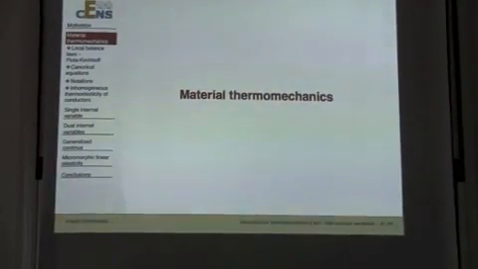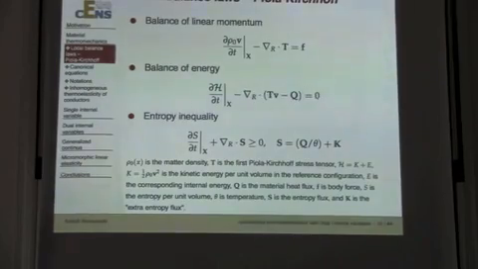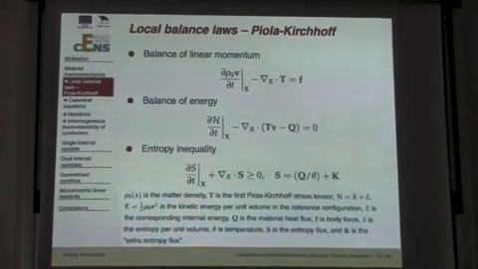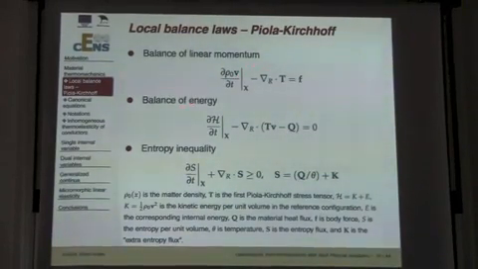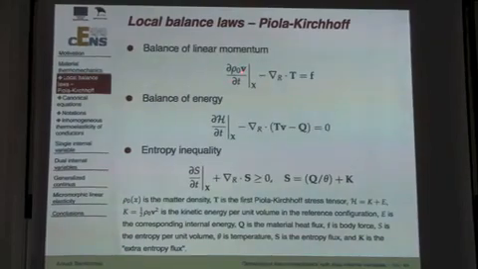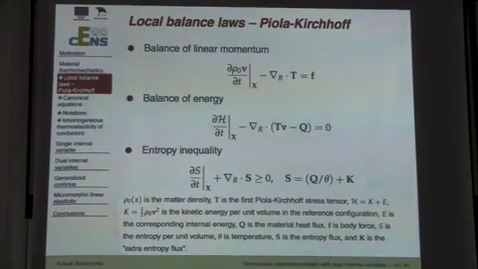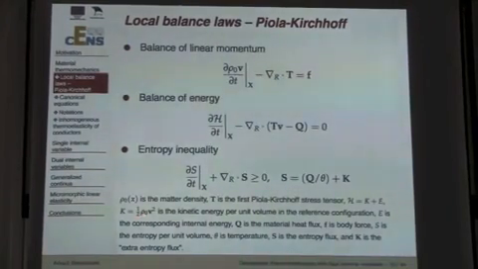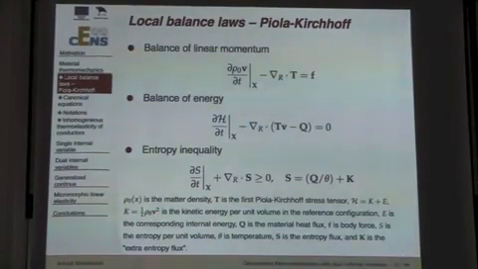I will start with so-called material thermomechanics, and the starting point in this is the so-called Piola-Kirchhoff formulation of local balance laws of continuum mechanics, and here is simply the notation. This is the balance of linear momentum, this is velocity and the matter density. This is the first Piola-Kirchhoff tensor. This is simply the external force. And this is energy, which is kinetic energy and internal energy. And kinetic energy is defined for macro velocity, not micro at all.